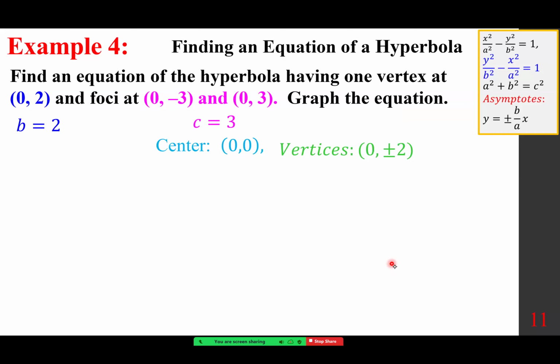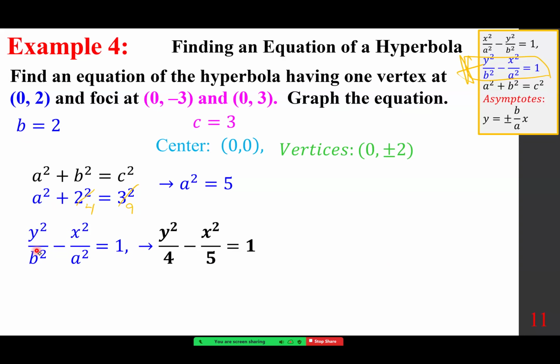Now, we know a squared plus b squared equals c squared. We have the b, we have the c, and a is missing. This is 4, this is 9. So a squared is 5. So we are going to use this equation, and we're going to write y squared over b squared minus x squared over a squared equals 1, which results in y squared over 4 minus x squared over 5 equals 1.